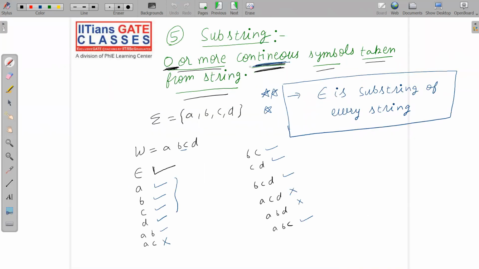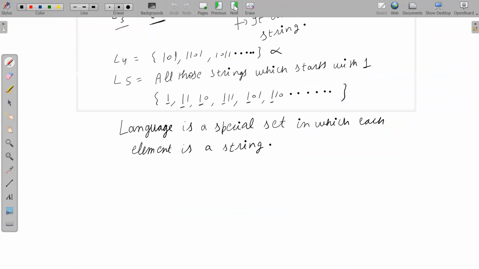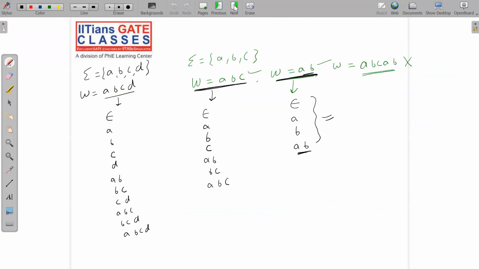See the substring: 0 or more continuous symbols taken from the string. So you can take the entire string itself also. So the entire string will be a substring of itself. And in fact, these are known as trivial substrings. Okay, so we have two trivial substrings. Trivial means which need not be proved, or which is very, very obvious. So trivial substrings will be null and the string itself.